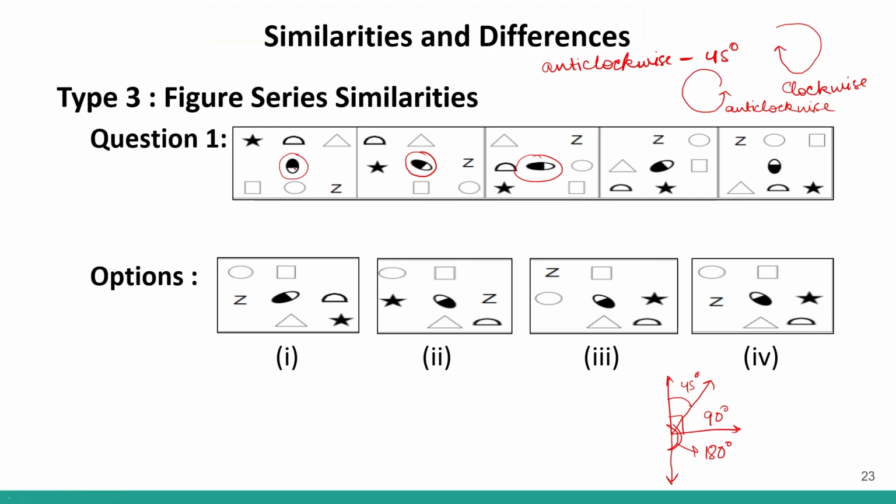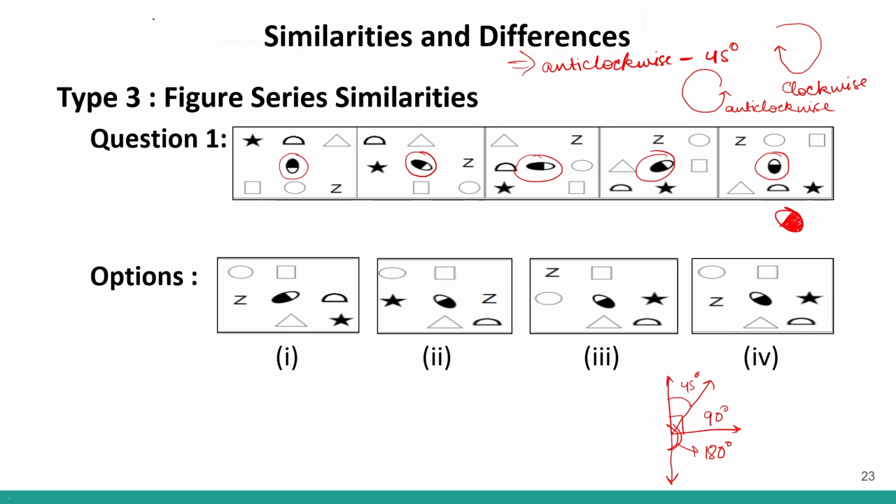So here you can see it is moving in an anti-clockwise direction. So 45 degrees anti-clockwise, 45 degrees anti-clockwise, then again 45 degrees anti-clockwise, and lastly 45 degrees anti-clockwise. So here I can see it is moving anti-clockwise 45 degrees. So if I have to move 45 degrees anti-clockwise, it will be something like this. I'll be facing which direction?